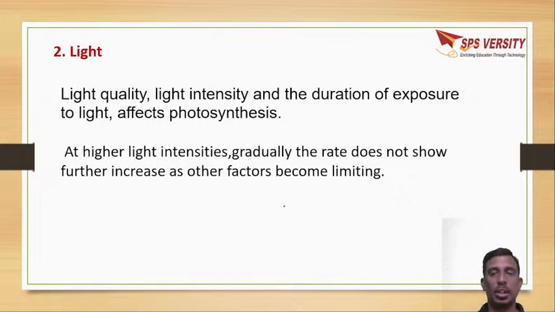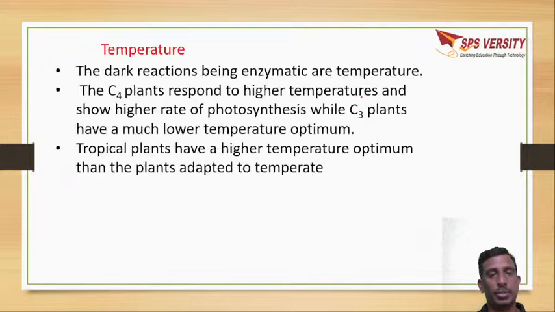Sunlight. In light there are 3 factors: quality of the light, light intensity and duration of light. Light intensity: the more the light intensity, the less the photosynthesis, because higher light intensity may cause damaging effects. In light, particularly the 400 to 700 nanometers range, photosynthesis takes place.